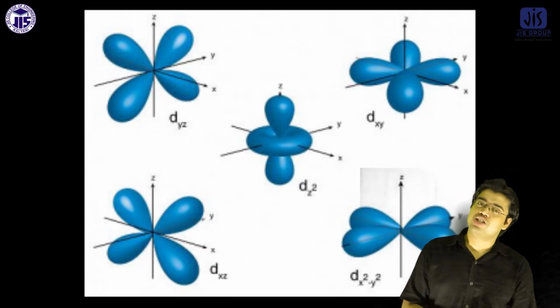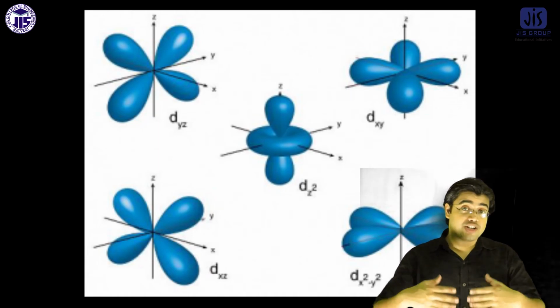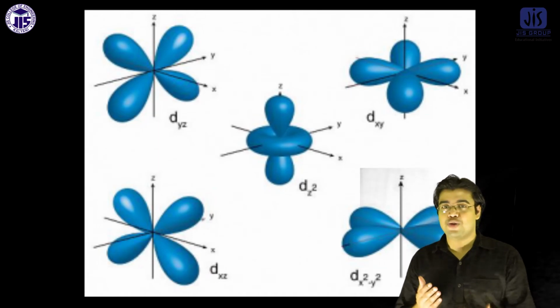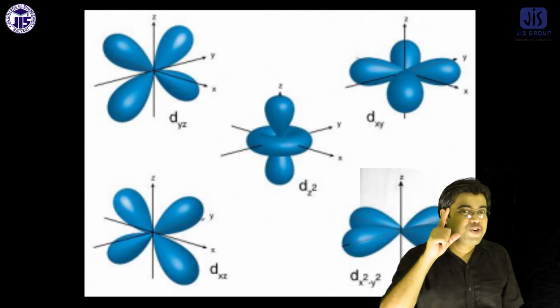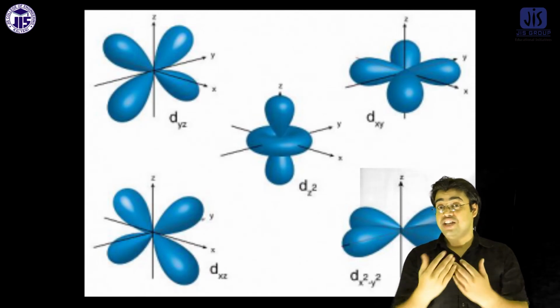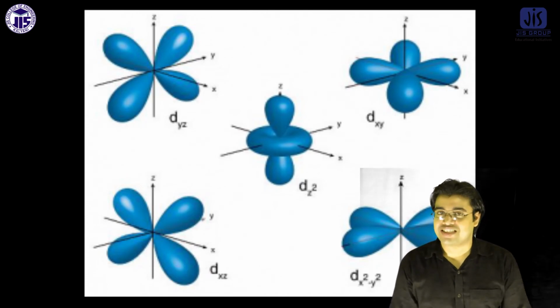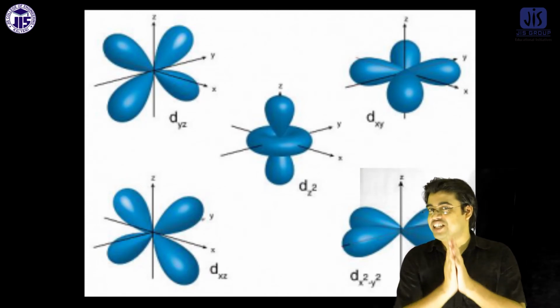That means dxy is in between the x and y axes. Dyz is in between the y and z axes. But dx square minus y square is actually on the x and y axes. The same is the case for dz square.